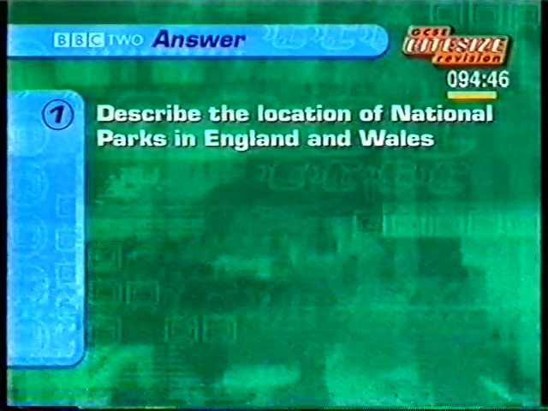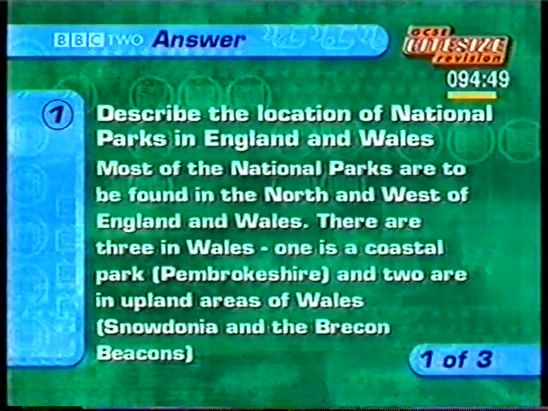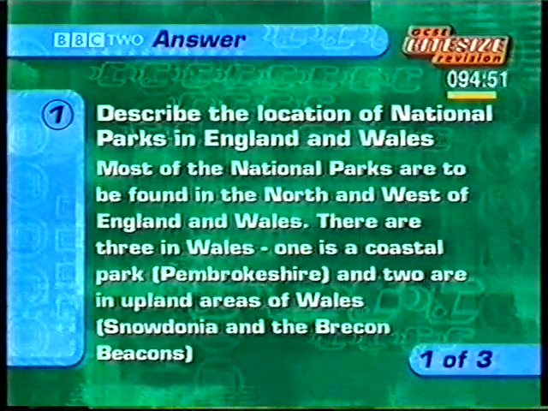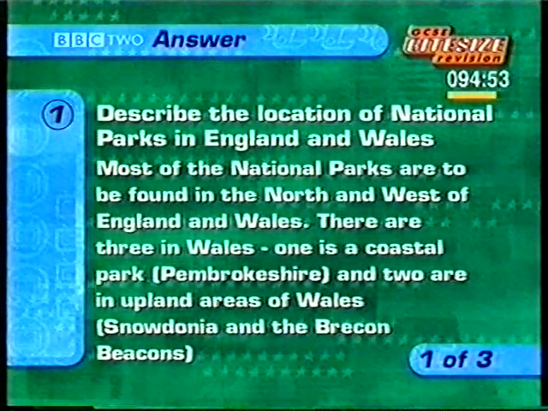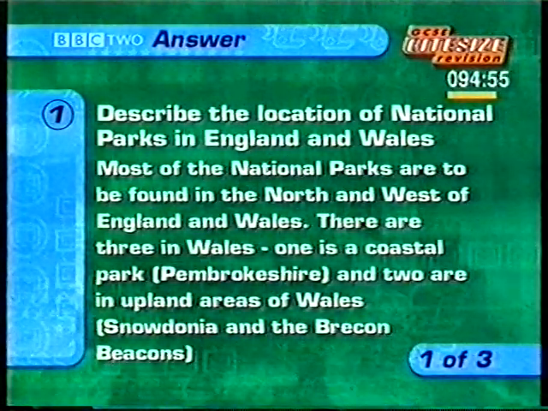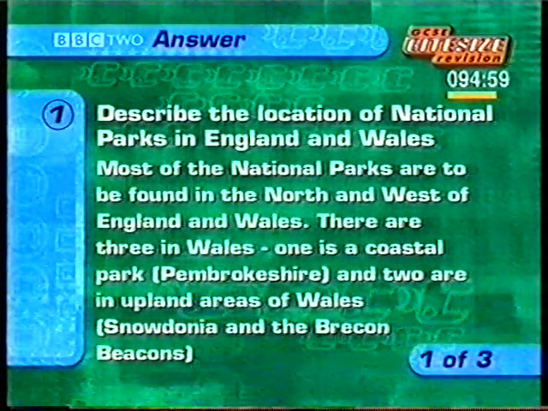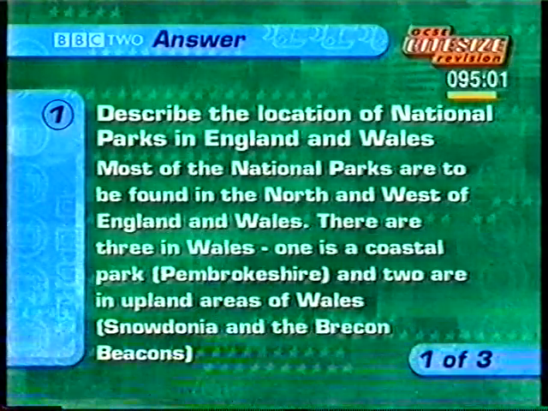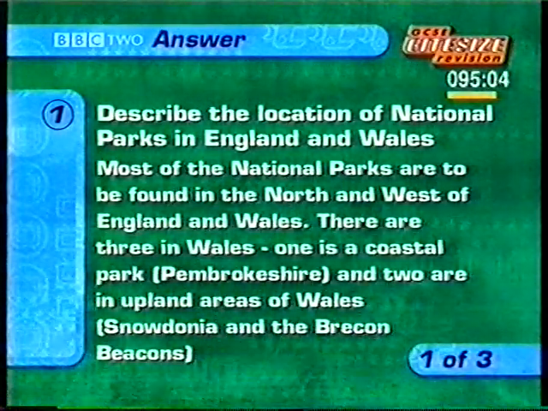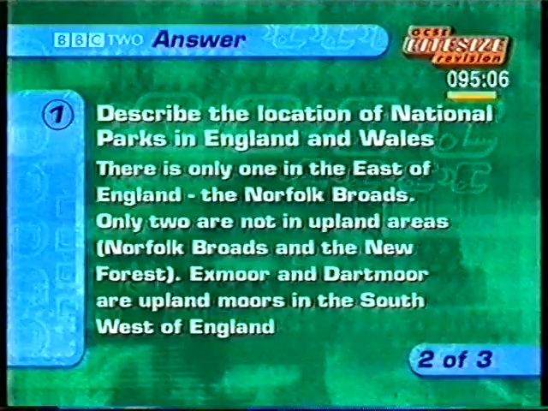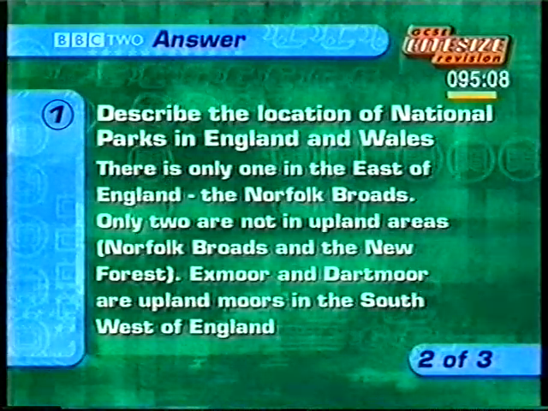Here's the answer to question 1. Most of the national parks are to be found in the north and west of England and Wales. There are 3 in Wales. 1 is a coastal park, Pembrokeshire, and 2 are in upland areas of Wales, Snowdonia and the Brecon Beacons. There is only 1 in the east of England, the Norfolk Broads.